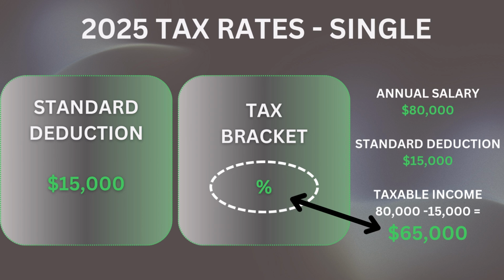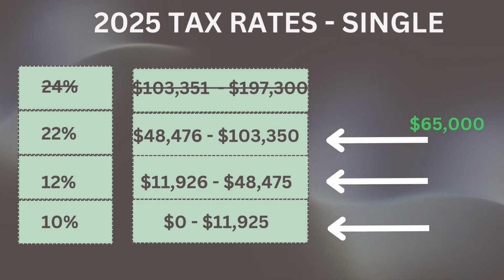And in our simplified example, that will be just the standard deduction of $15,000, which brings the taxable income down to $65,000. We then apply the tax rate for each bracket up to the amount until we get to $65,000, which is in the 22% bracket. So the 22% is going to be applied to the amount from $48,476 up to $65,000, not that 103.